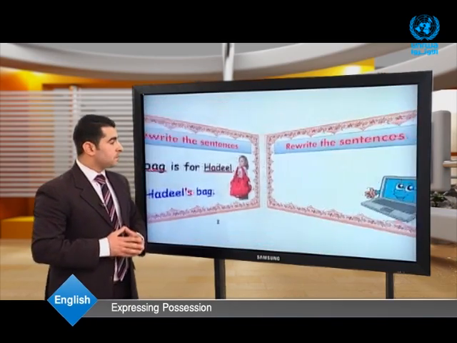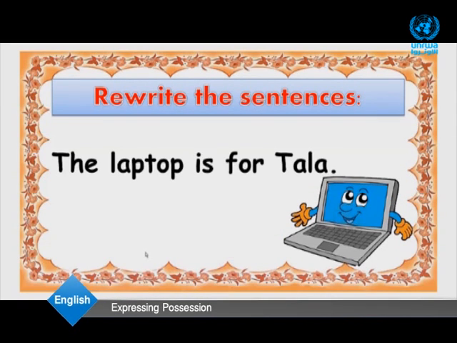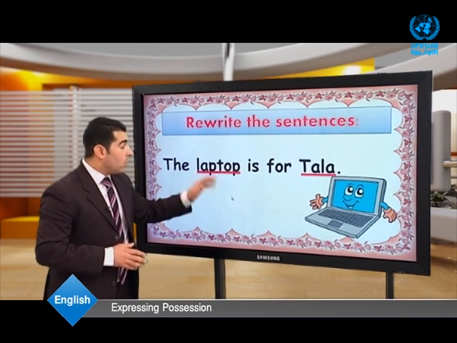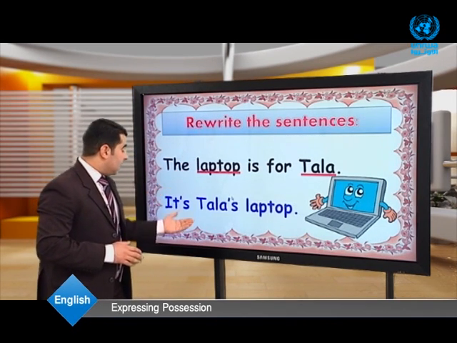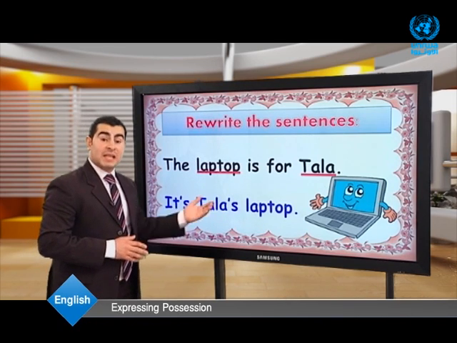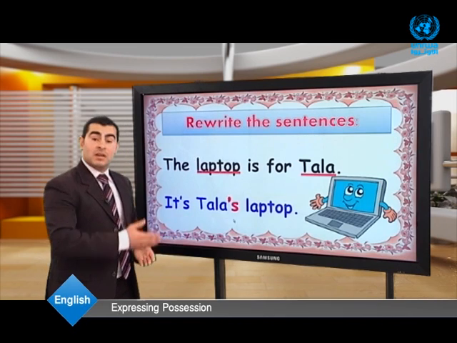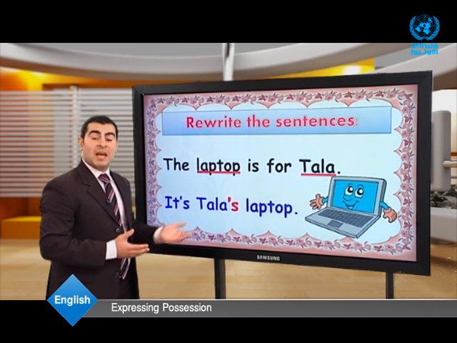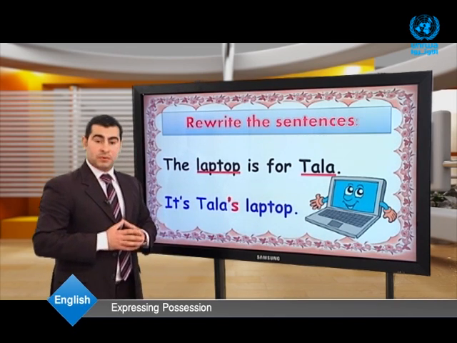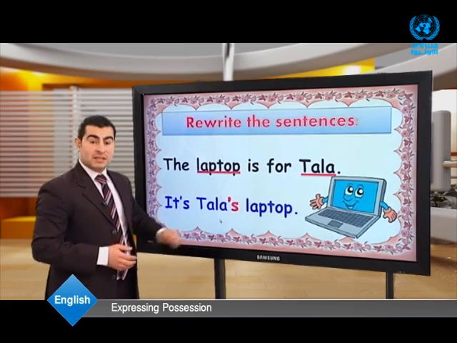Another one. The laptop is for Tala. The same, we have laptop and Tala. Now it becomes, it's Tala's laptop. As you can see, we added the apostrophe plus s to the name Tala because Tala owns the laptop, or the laptop belongs to Tala.